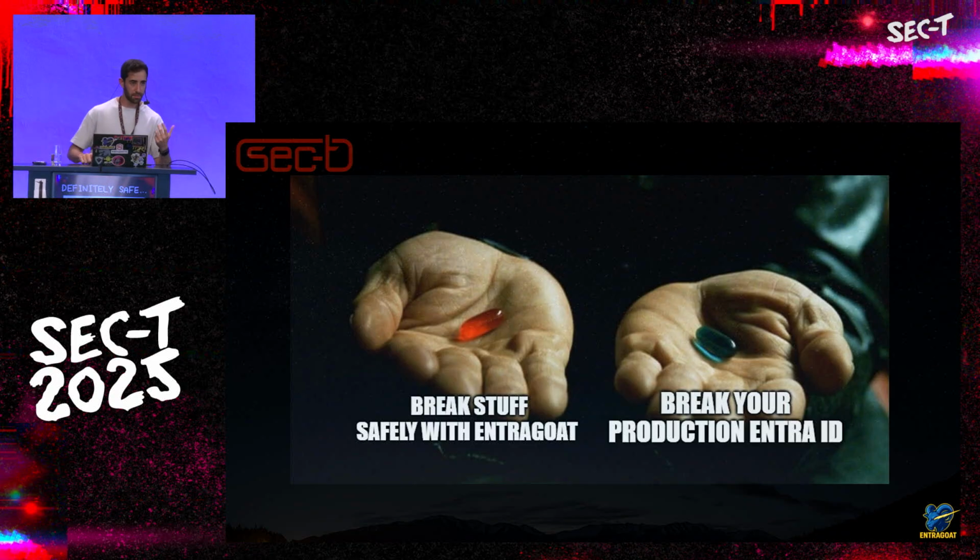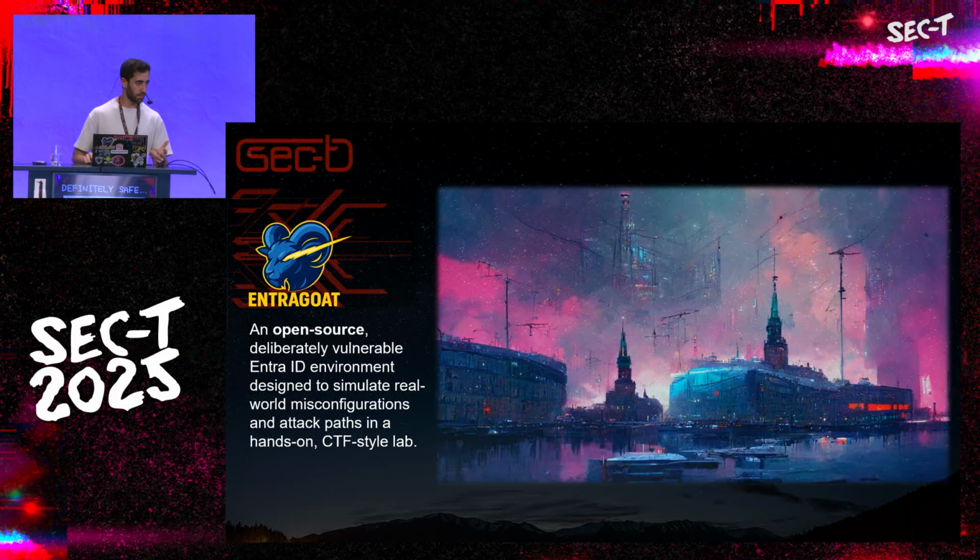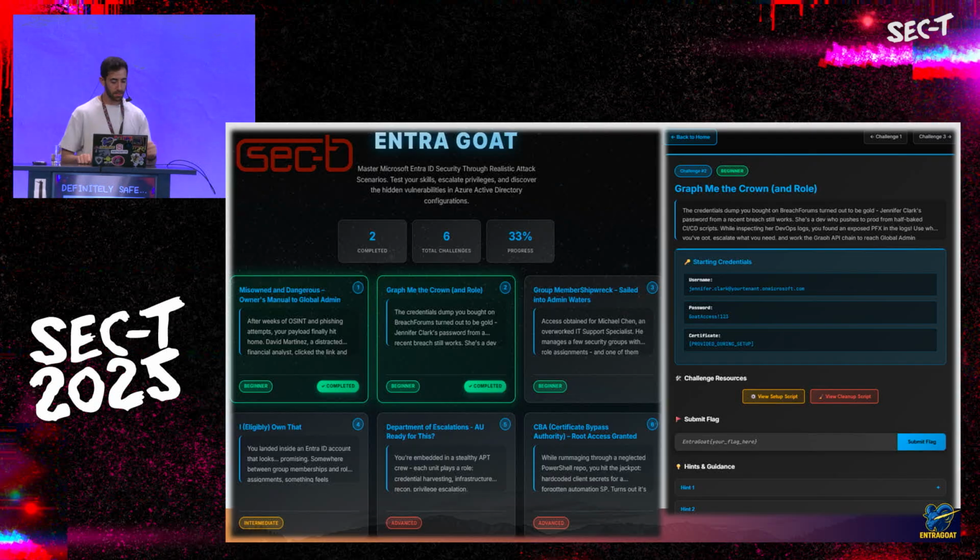OK, so we saw the problems and the misconfiguration that can happen in Microsoft Entra ID. Let's delve down a bit more about what EntraGoat truly is. So EntraGoat is an open source, deliberately vulnerable Entra ID environment designed to simulate real-world misconfiguration and attack paths in a hands-on CTF-style lab. This is how it looks like. Pretty much a React app that runs on the web locally on the machine. And you can see that each scenario comes with a few hints on how to solve it.